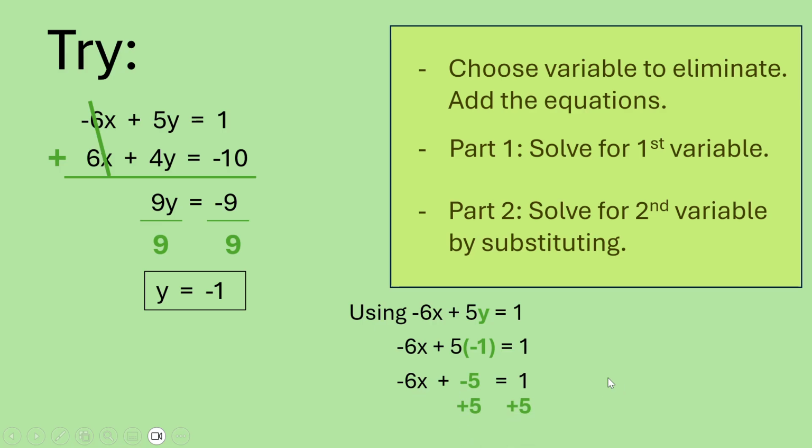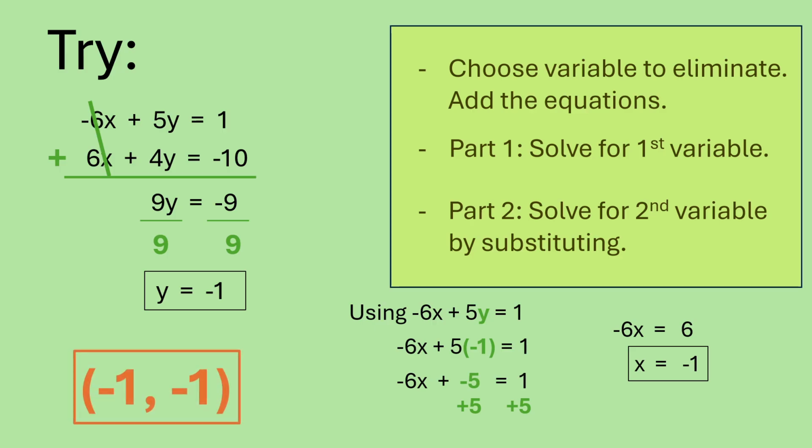And now we can solve for x. Add 5 to both sides, and we get negative 6x equals 6. Divide both sides by negative 6, and we get x equals negative 1. So our final answer, in alphabetical order, x and then y, will be negative 1, negative 1.